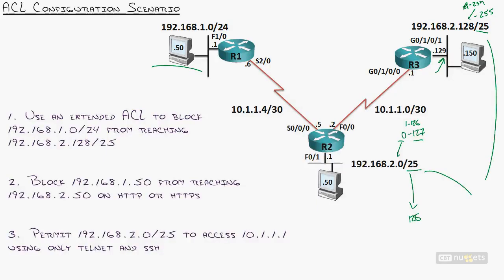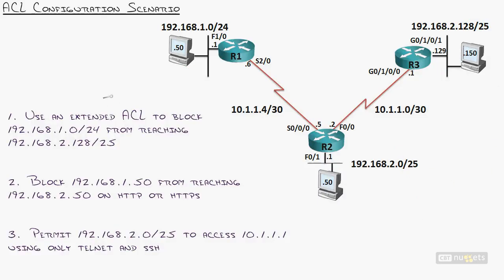Okay, so scenario number 1. Use an extended access control list to block 192.168.1.0 /24, that's this subnet right here, from reaching 192.168.2.128, which is this subnet over here. Now, hang on. I know some of you are coming out of the standard ACL nugget going, wait a sec. Couldn't we do that with a standard access list? As a matter of fact, isn't that similar to what we did with the standard access list?